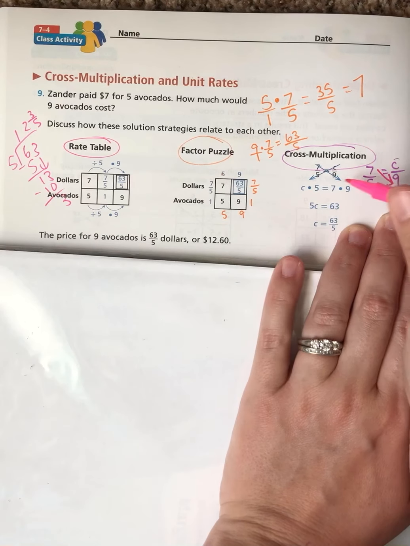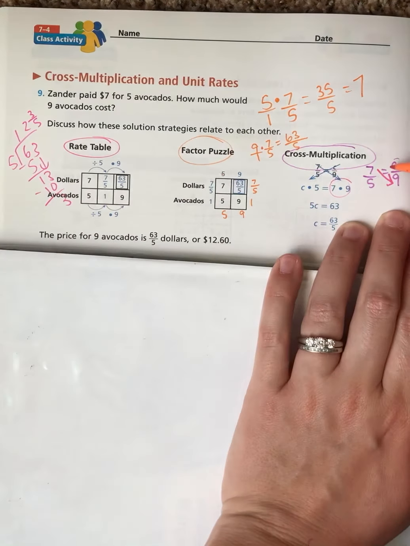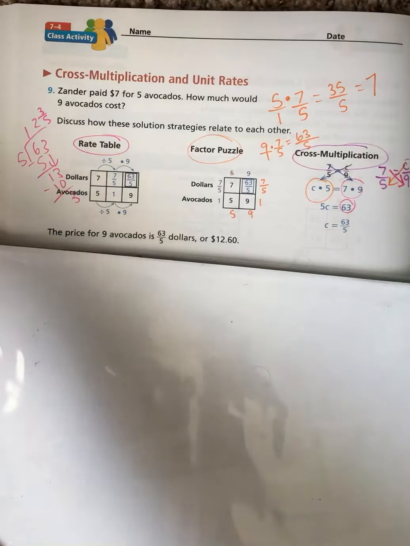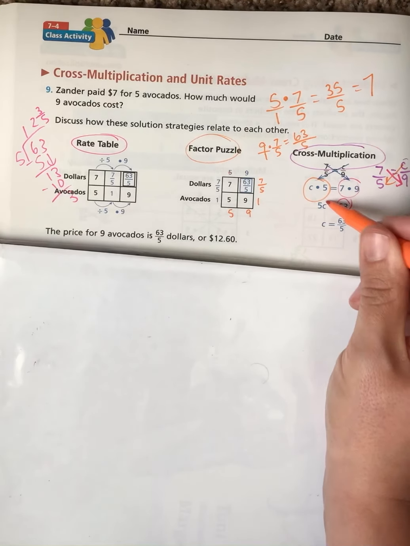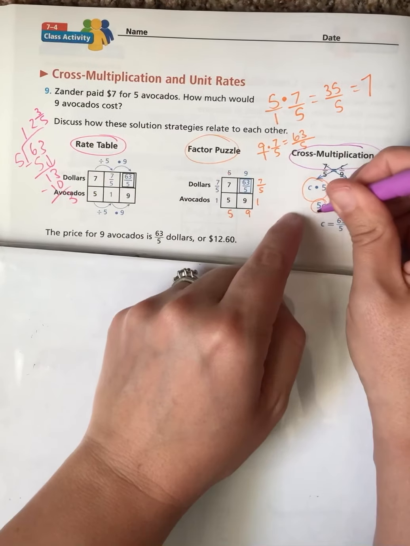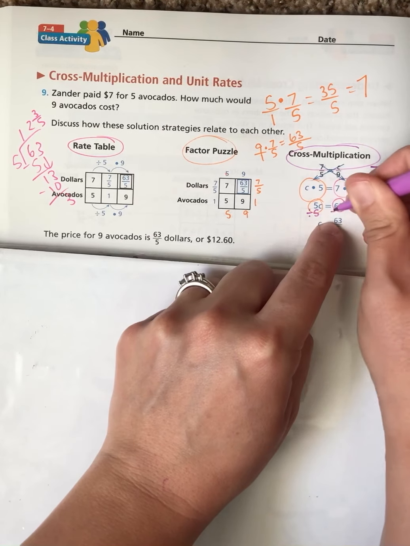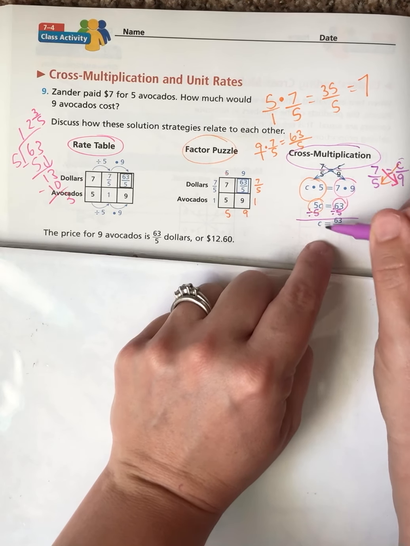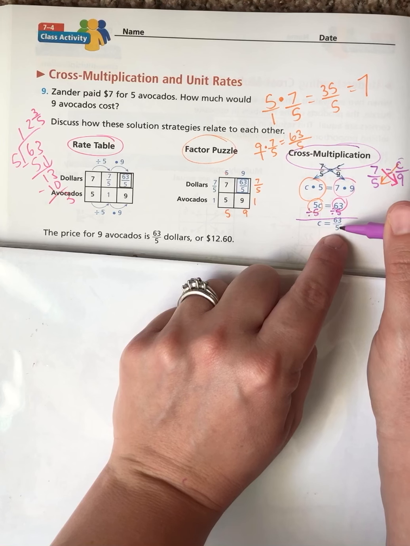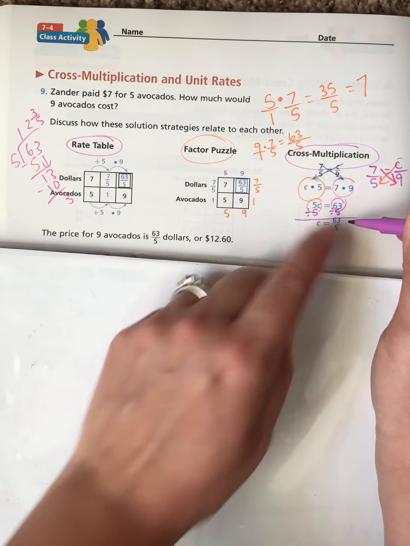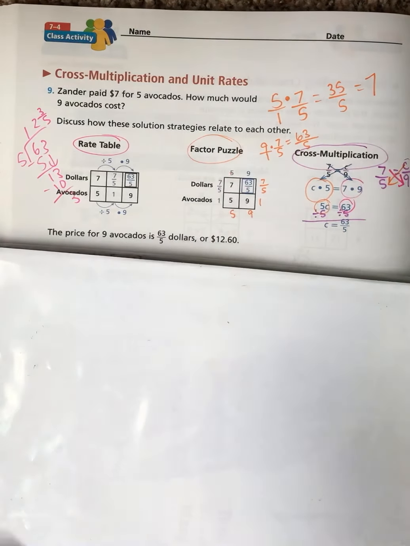They did 7 times 9, which is right here. And then they did 5 times C, which is right here. The left side simplifies 9 times 7 to 63. The right side, C times 5, simplifies to 5C. And then if you divide both sides by 5 to get rid of that 5, to isolate that variable, you end up with C on the left side and 63 divided by 5, or 63/5. Remember that fraction bar is just a division bar. So there's 3 different ways you can get the same answer.